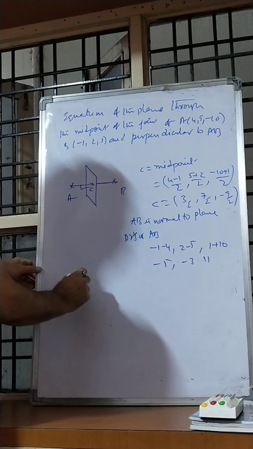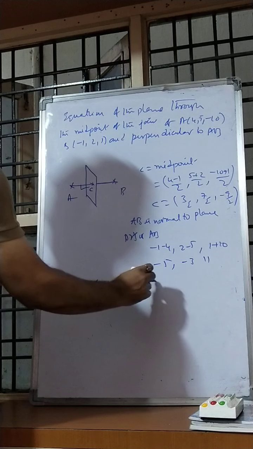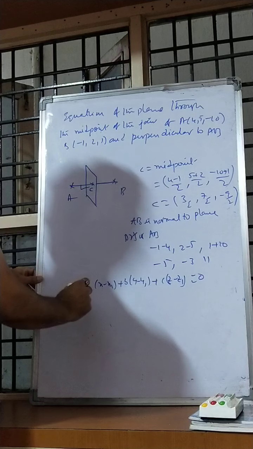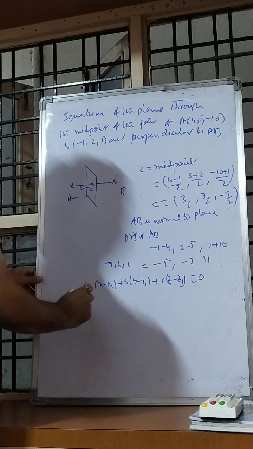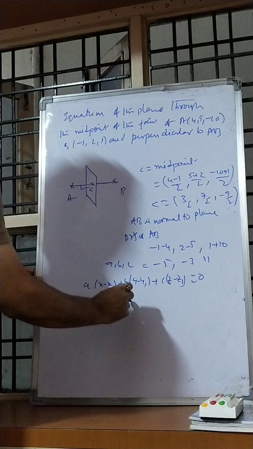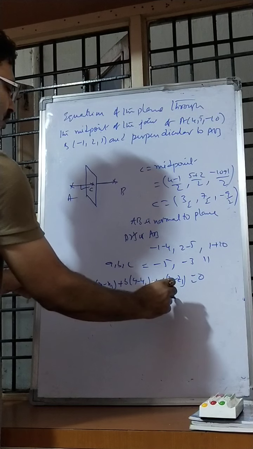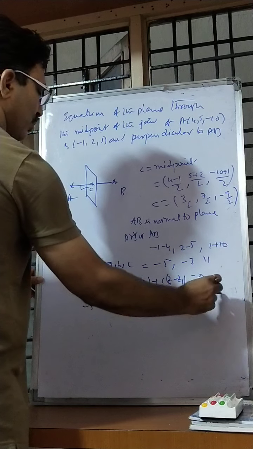DRs we know and the formula we have: A into x minus x1, B into y minus y1, C into z minus z1 is equal to 0. So now this is A, B, C. So minus 5 into x minus 3/2, minus 3 into y minus 7/2, plus 11 into z plus 9/2 equal to 0.